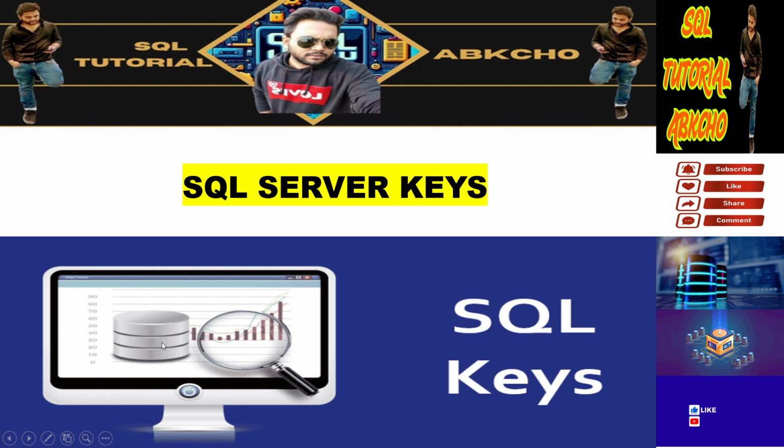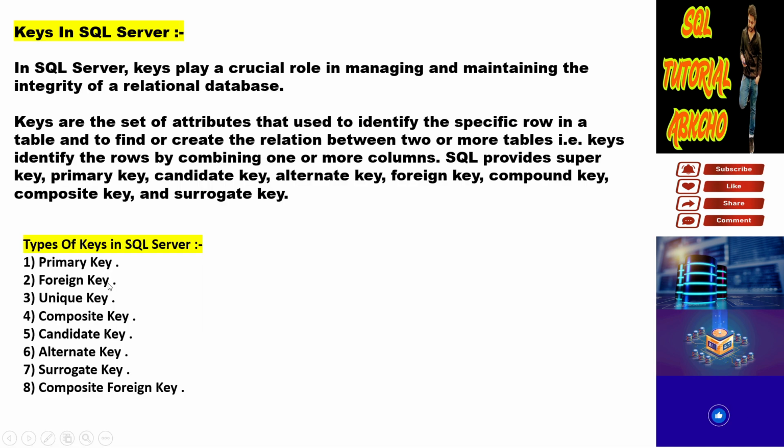This video is going to cover SQL Server keys. Now let's move on to the next slide and check the topics we are going to discuss today. So, what are keys in SQL Server? In SQL Server, keys play a crucial role in managing and maintaining the integrity of a relational database. Keys are a set of attributes used to identify a specific row in a table and to find or create the relation between two or more tables. That is, keys identify the rows by combining one or more columns. SQL provides super key, primary key, candidate key, alternate key, foreign key, compound key, composite key, and the surrogate key.